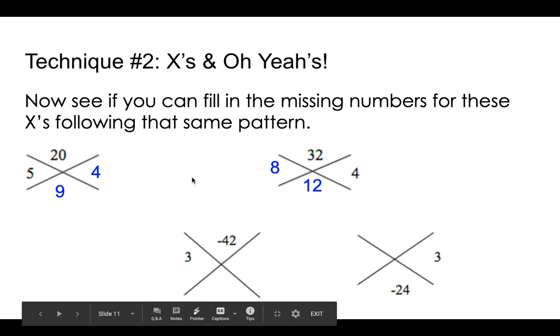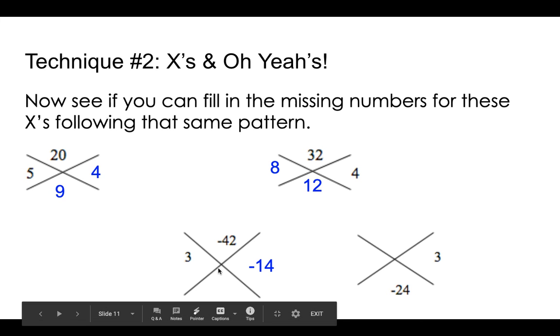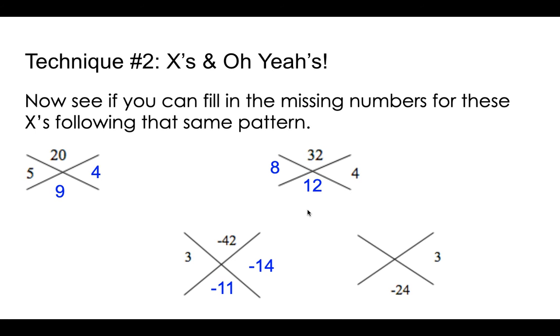These have negative numbers. So 3 times something equals negative 42. To figure that out, you can do negative 42 divided by 3. Use your calculator if you need. It's negative 14. And now the one in the bottom here, we're going to add these two. So 3 plus negative 14 gives us negative 11.